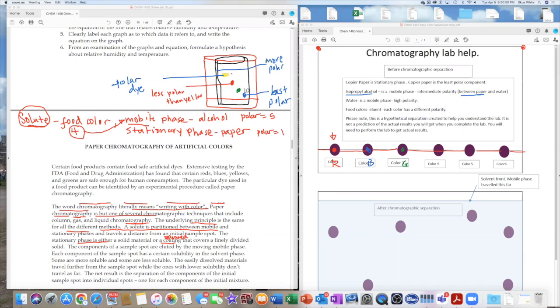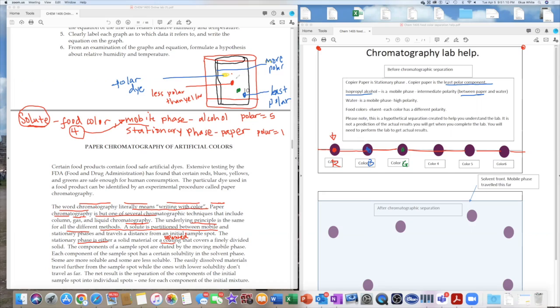Why can we conclude the blue is the least polar? The blue prefers to be with the paper, and the paper also has a lower polarity, right? Of the three components, the paper is the least polar component. Okay, like dissolves like.